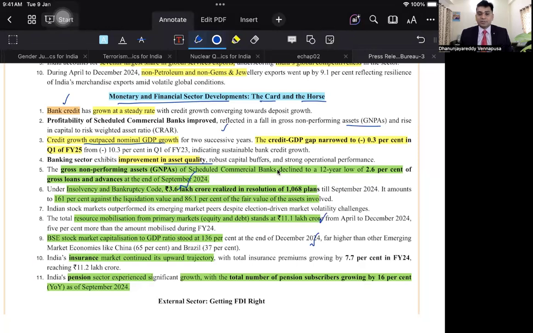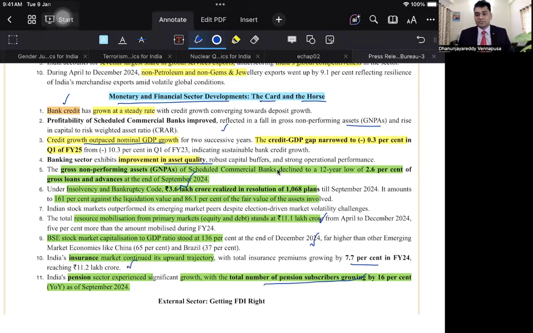The insurance market has continued on its path of growth. Total insurance premiums grew by 7.7% in financial year 2024, reaching 1.21 lakh crores. In pension schemes, the number of pension subscribers has grown by 16% year on year. That was a quick summary.